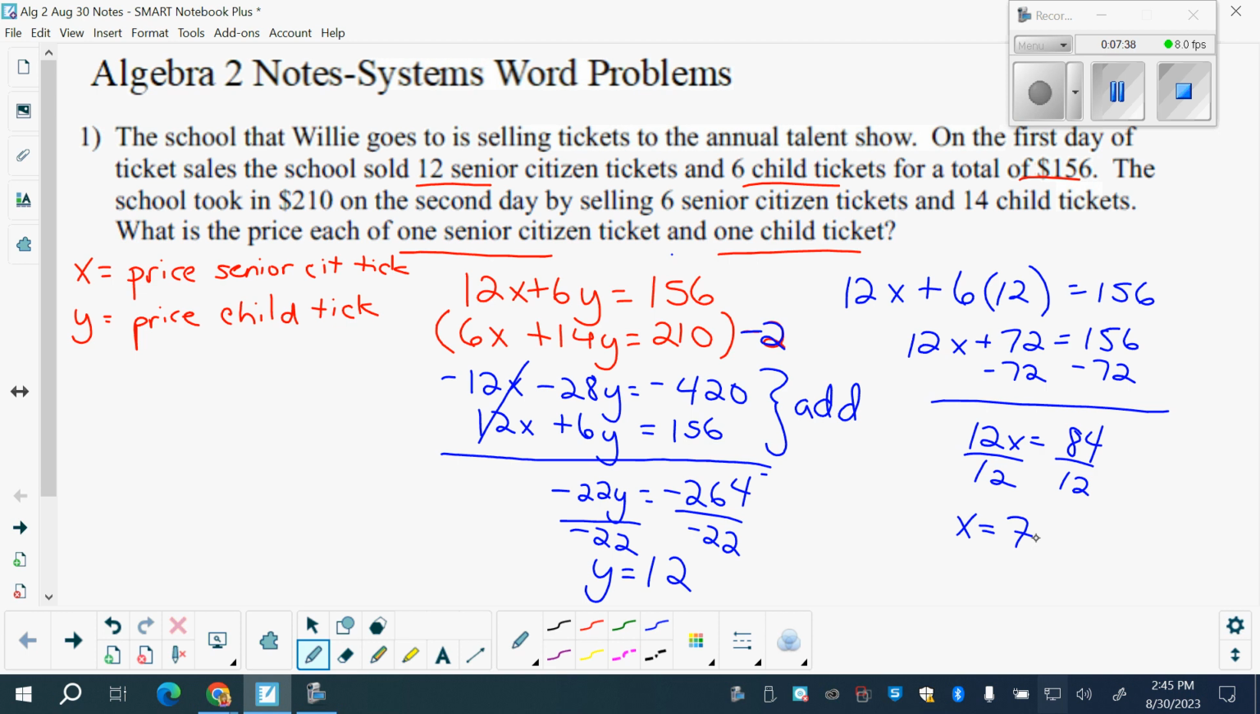So we want to write our answer in words. The x is 7. What are the units on that? 7 what? So it's the senior citizen, but it's 7 what? Is it pennies? Is it dollars? Yes, it's dollars. We get that from the word problem. And then it's going to be $12 for the price of the child tickets. Okay, go ahead and do the Try.